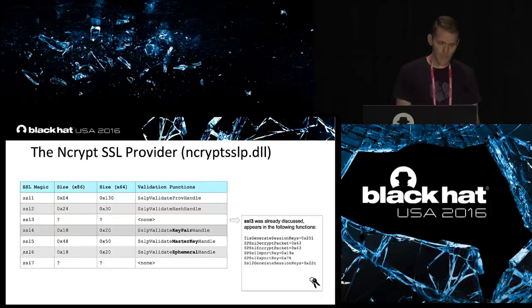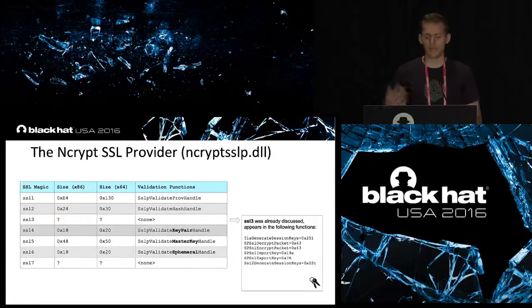So what does that mean? That means that we know now that SSL5 is the master key structure. We know SSL4 is the key pair structure, which is going to be the private key. We know that SSL6 is the ephemeral key. And there are two of them that didn't really have validation functions. That's no big deal. SSL3 we already talked about. That gets used in things like generate TLS session keys and to encrypt and decrypt. And again, it's storing an AES key and it gets passed into the client. We found matching things. We know that is the session key.